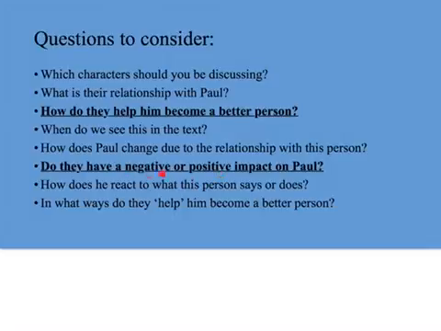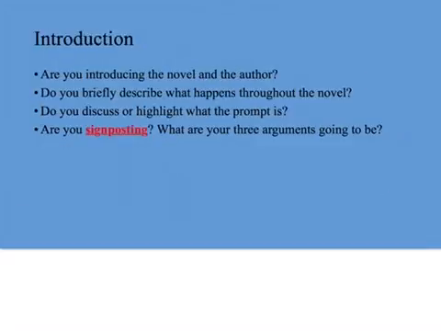And that's really important, because you could pick some of the characters who had a negative impact, and Paul learnt that he didn't want to be like them, he wanted to be better than them. And I can think of a couple of characters straight off who definitely had a negative impact on Paul and helped him realise what the right thing to do was. How does he react to what this person says or does? And in what ways does he help? Do they help him become a better person? So you've got to ask yourself these questions. So they're the big questions that will help you formulate your essay.